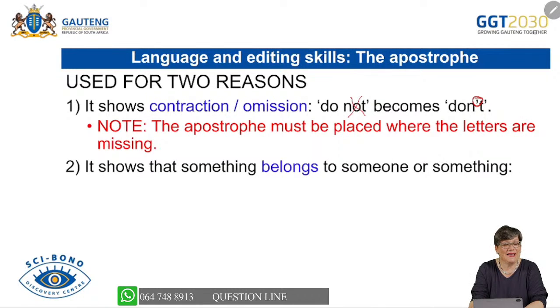But we're also using the apostrophe to indicate that something belongs to someone or something. We can say it's Sam's book, or we can say the players' uniforms. I hope you're making a note here. We never ever use the apostrophe to indicate plural. Never. We use only the apostrophe for these 2 reasons.